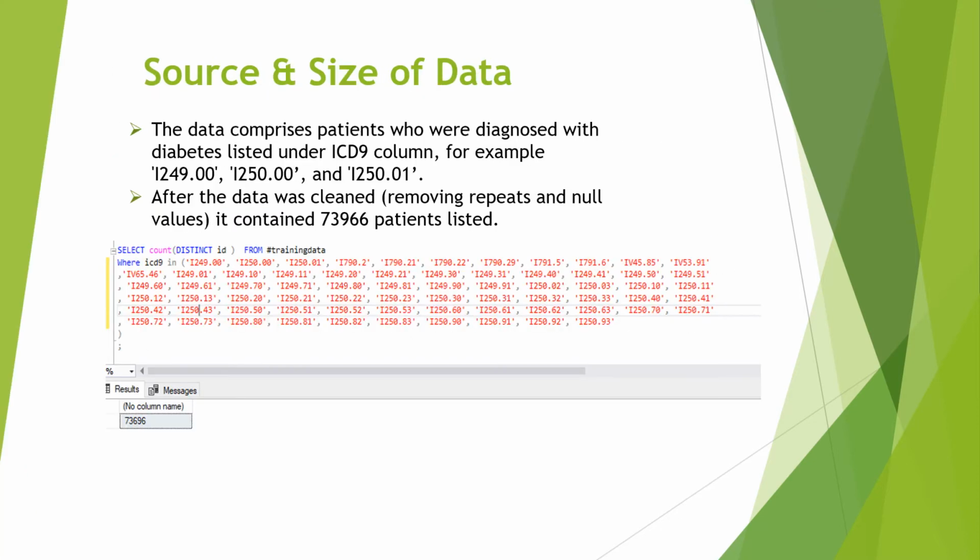The source and size of the data comprises patients who were diagnosed with diabetes listed under the ICD-9 column. For example, I249, I250, and I250. After the data was cleaned, removing repeats and null values, it contained 73,966 patients listed.